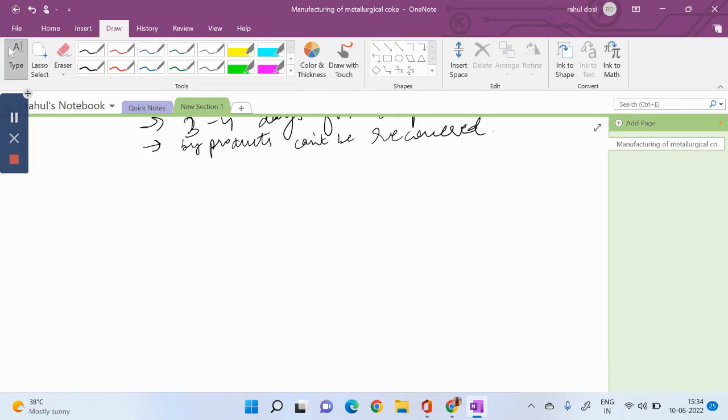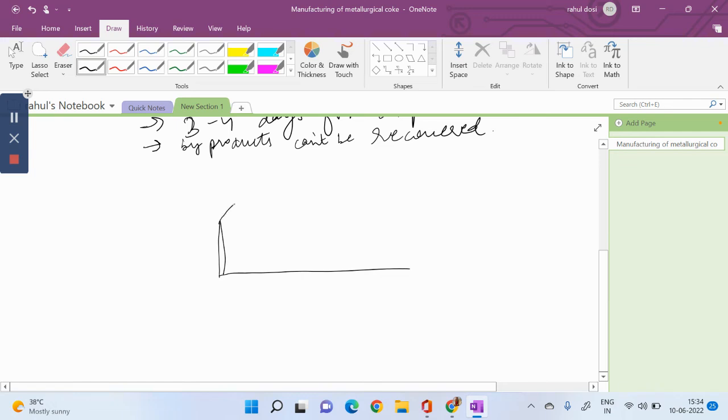So now we will study how to draw its diagram. It's very easy. You need to make this dome like structure, and since this is a dome like structure, that's why it's called beehive coke oven process, because it looks like a beehive. Make it double lined, because here we use refractory bricks so that heat does not go out. These are the refractory linings.